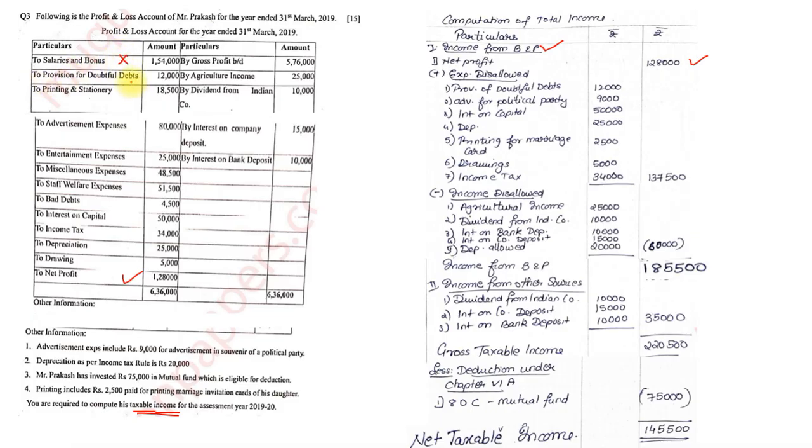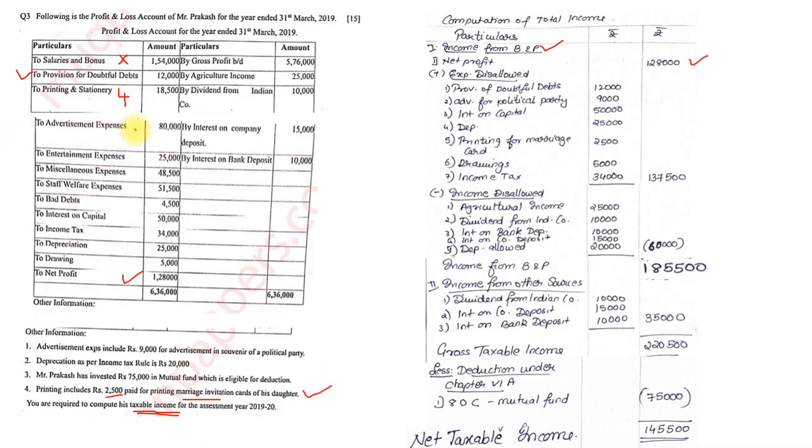Provision for doubtful debts. Always remember, bad debts is an allowed expenditure, but provision for doubtful debts is not a business expense. Hence, it is disallowed. It will appear in the sum. Printing and stationery is a normal business expense that should not come, but there's an adjustment on that. Adjustment number 4: printing includes 2,500 paid for printing marriage invitation cards. This is personal, so it will appear in the sum.